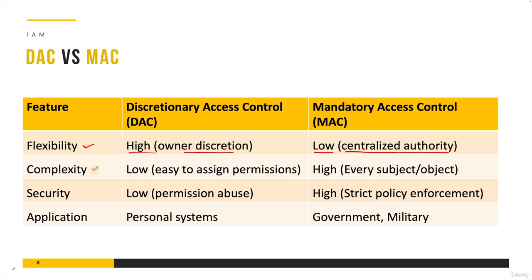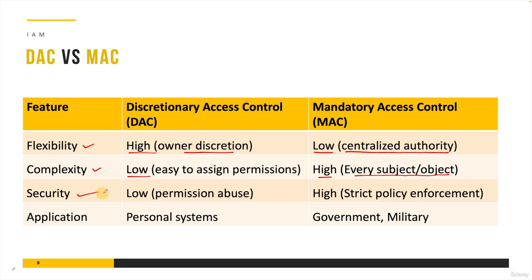In terms of complexity, this is really straightforward, right? The owner decides, okay, this guy will have this permission and this person is going to have this permission and so on. But mandatory access control complexity is very high because every subject and object needs to be classified or assigned a label and so on and so forth.